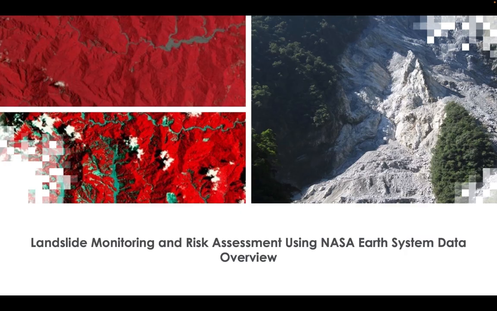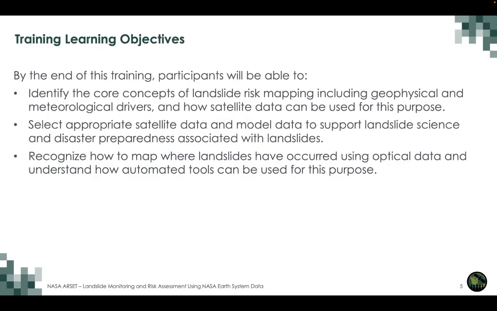The following slides provide an overview of the three-part webinar series, Landslide Monitoring and Risk Assessment using NASA Earth System Data. By the end of this three-part training, participants will be able to identify the core concepts of landslide risk mapping, including geophysical and meteorological drivers, and how satellite data can be used for this purpose. Select appropriate satellite data and model data to support landslide science and disaster preparedness associated with landslides, and recognize how to map where landslides have occurred using optical and radar data, and understand how automated tools can be used for this purpose.